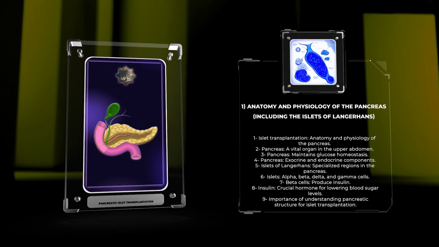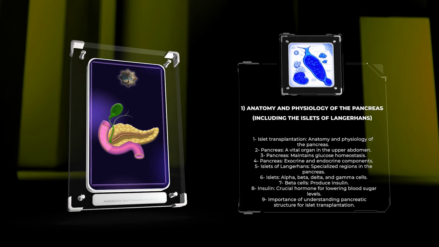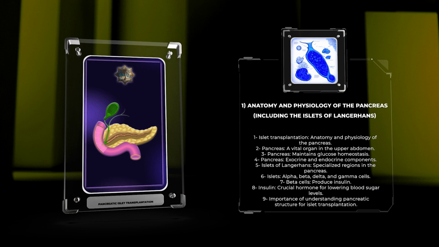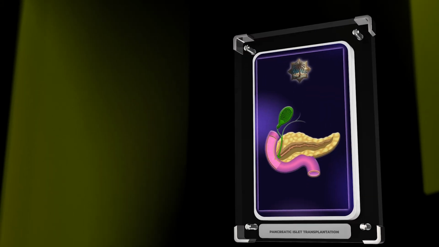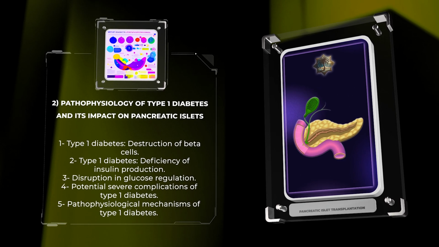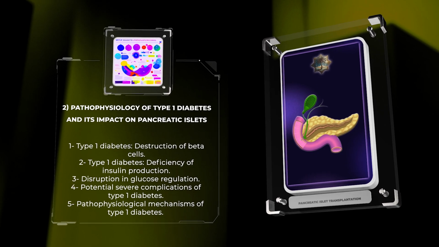It is imperative for future physicians to grasp the fine intricacies of the pancreatic structure and its functional significance before engaging in islet transplantation. Now that we have familiarized ourselves with the anatomy and physiology of the pancreas, let's shift our focus to type 1 diabetes and its effect on pancreatic islets.